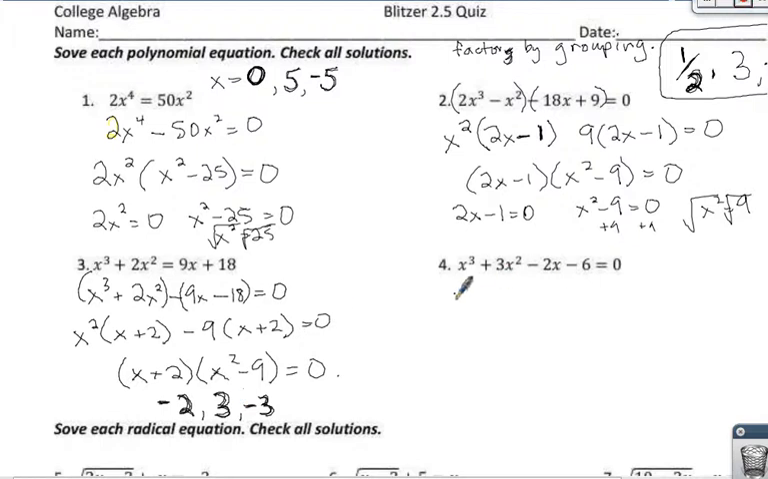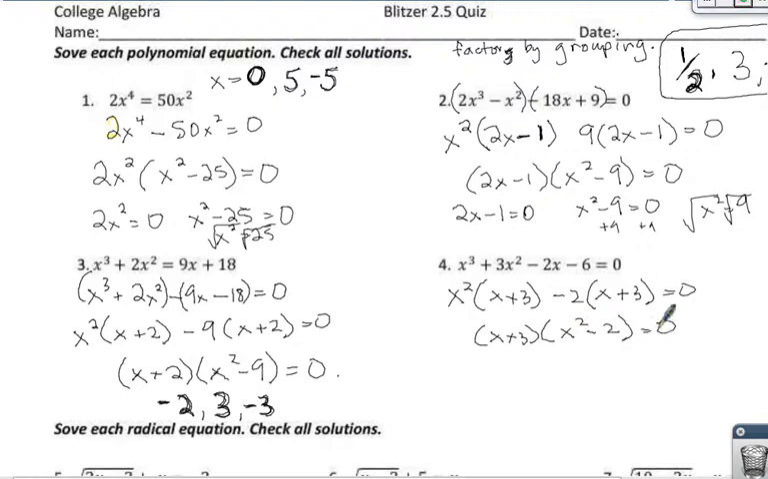Okay, one more factor by grouping, x plus 3, and then we have a -2 in common over here, leaving us with another x plus 3. So x plus 3 factor, x squared minus 2 factor. So here, of course, we get our -3 solution, because -3 plus 3 is 0. But over here, let's get x squared minus 2. So x squared equals 2.